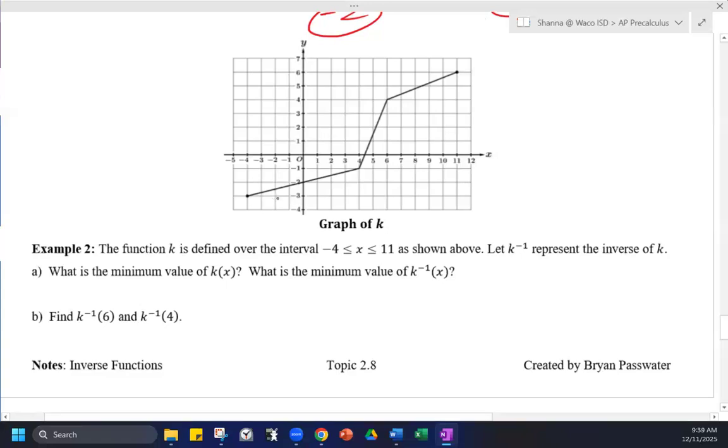Minimum value of k of x. This is k of x already. What is its minimum value? Remember, value is the y, -3. So the minimum value of k of x is -3. What would be the minimum value of our inverse?